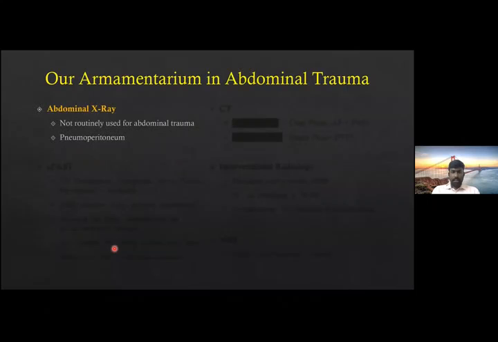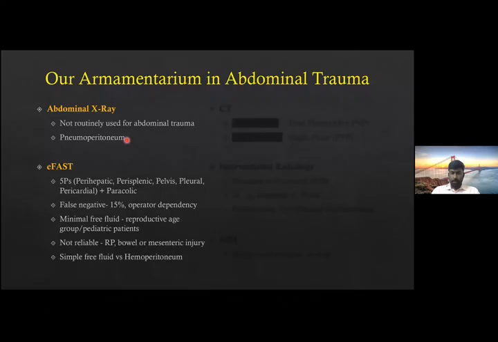So abdominal X-ray in abdominal trauma is not routinely used. It can detect pneumoperitoneum, but in cases of acute abdominal trauma, it is a rarely used investigation. EFAST is a part of the primary survey along with chest and pelvic X-rays, and this plays a significant role in detecting abdominal trauma. In EFAST, we evaluate the 5 P's: the perihepatic, perisplenic, pelvis, pleural, and pericardial cavities for the presence of any bleed or free fluid.